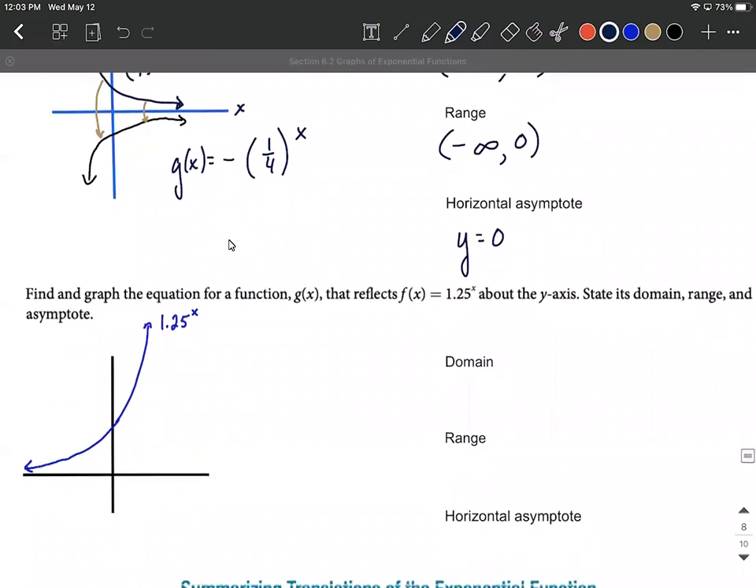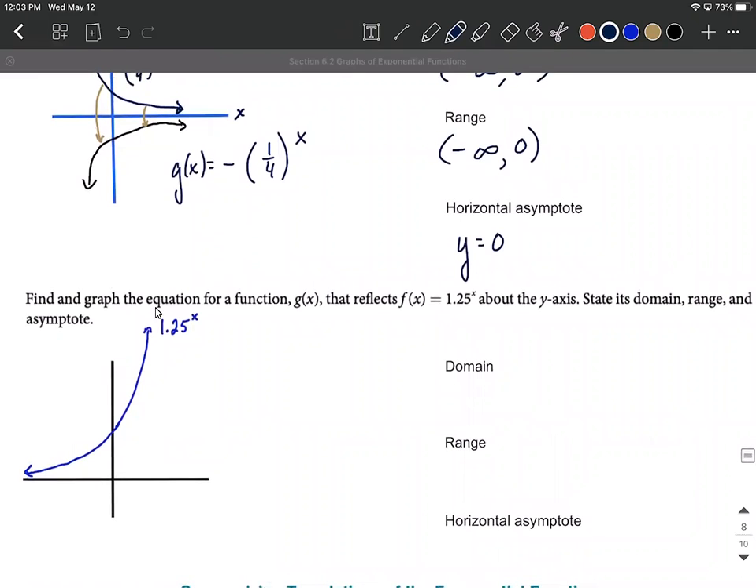All right, one more of these transformation problems. Let's find the graph of the equation for a function g of x that reflects f of x, which is 1.25 raised to the x power, which I've kind of sketched in here. But this has been reflected about the y-axis. So in this case, we want to remember the y-axis is the vertical axis. If we reflect things about the y-axis, that means that all the points on the right side go to the left side. All the points on the left side are going to transfer over to the right-hand side.